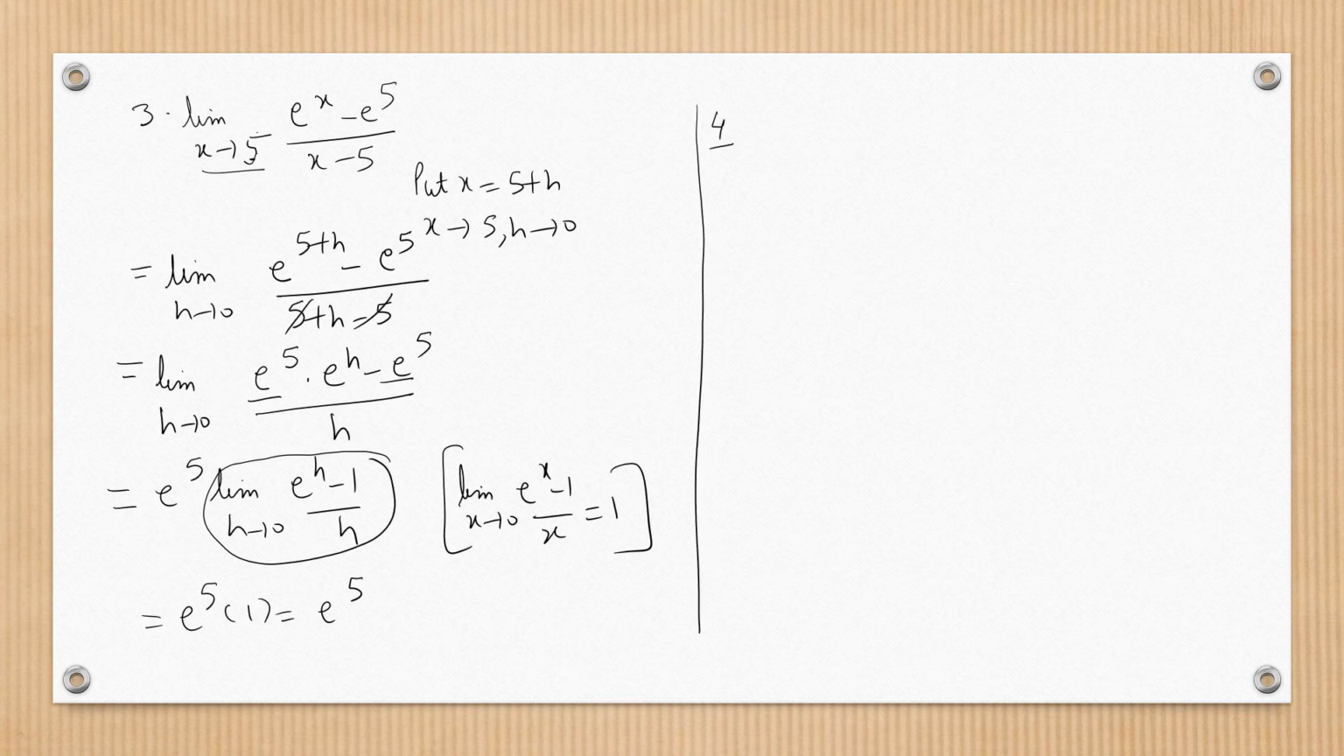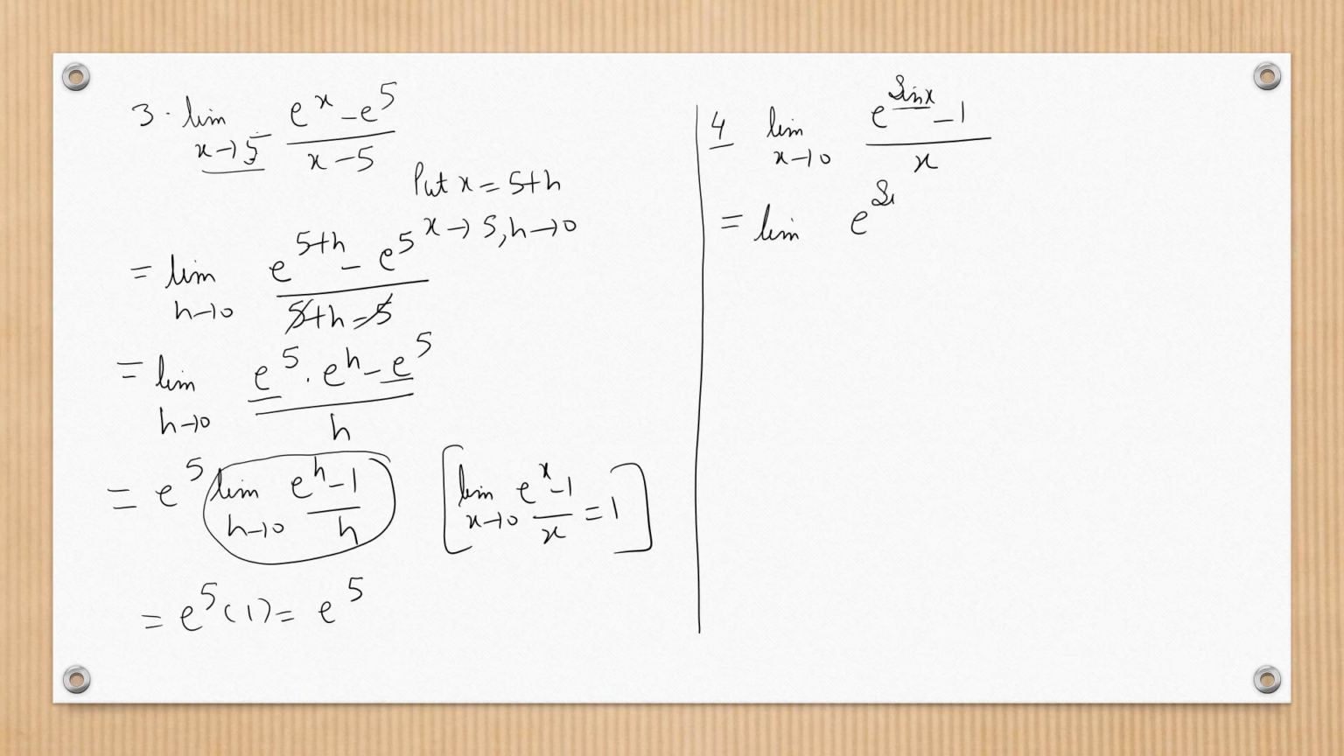Question number 4. Number 4 is limit x approaches 0, e raised to power sine x minus 1 upon x. Okay. Now see here, in place of x, here is sine x. So definitely in the denominator also I need sine x. So what will I do? I have to express it in standard form.